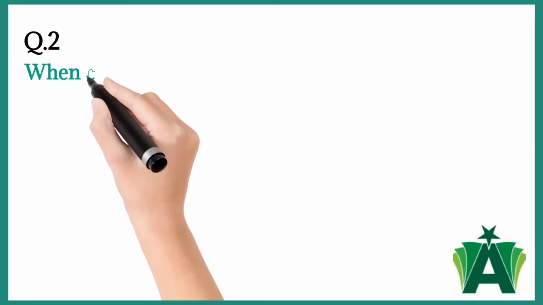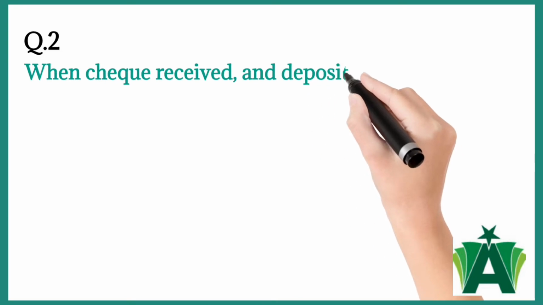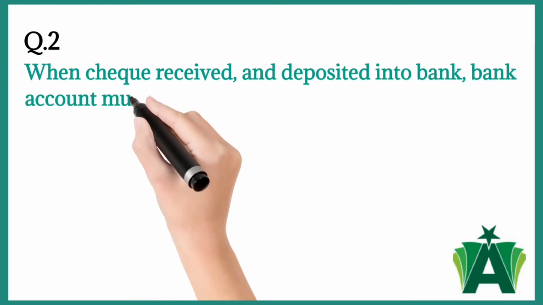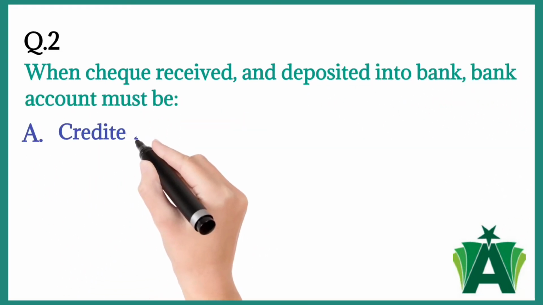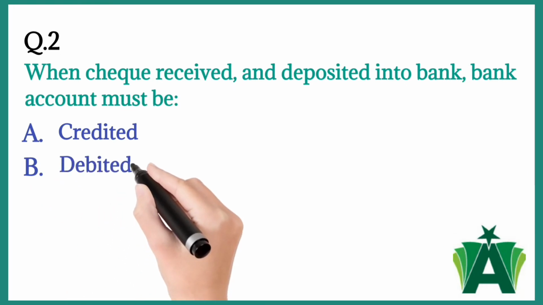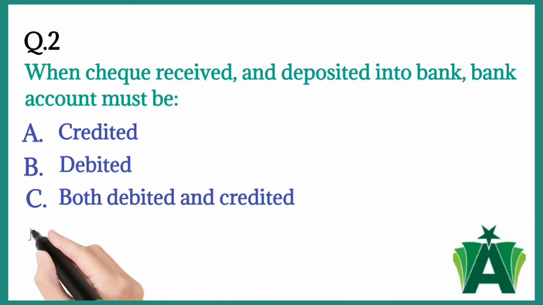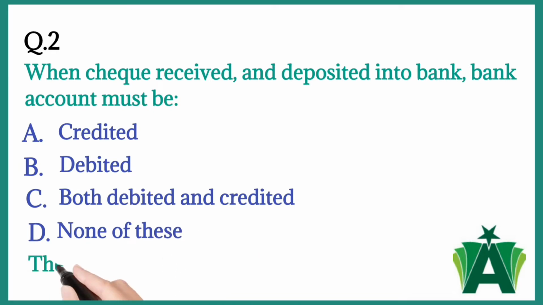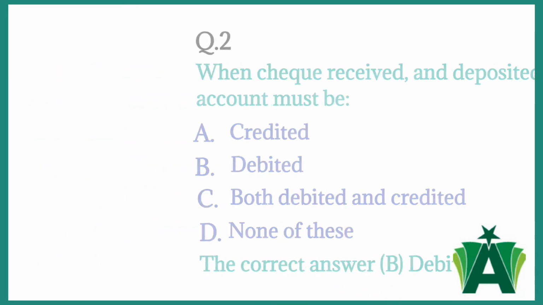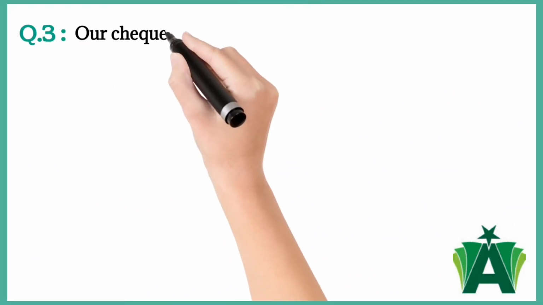Question number 2. When check received and deposited into bank account must be A. Credited, B. Debited, C. Both debited and credited, D. None of these. The correct answer is B. Debited.